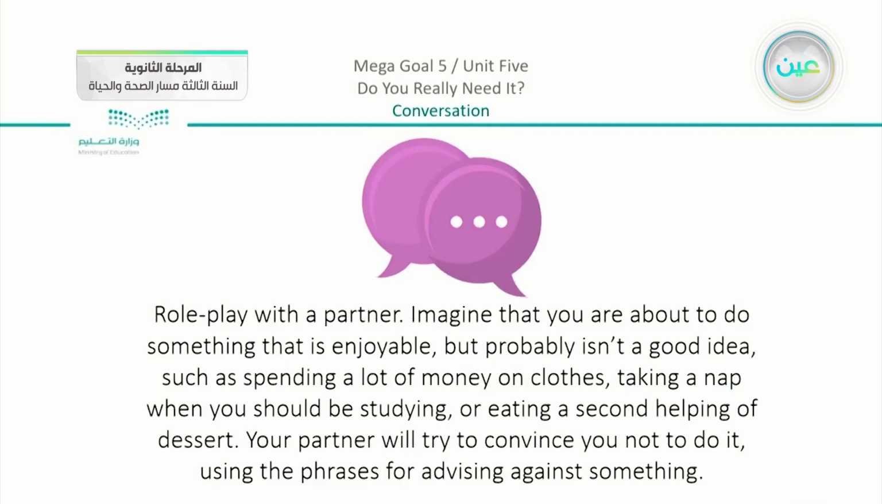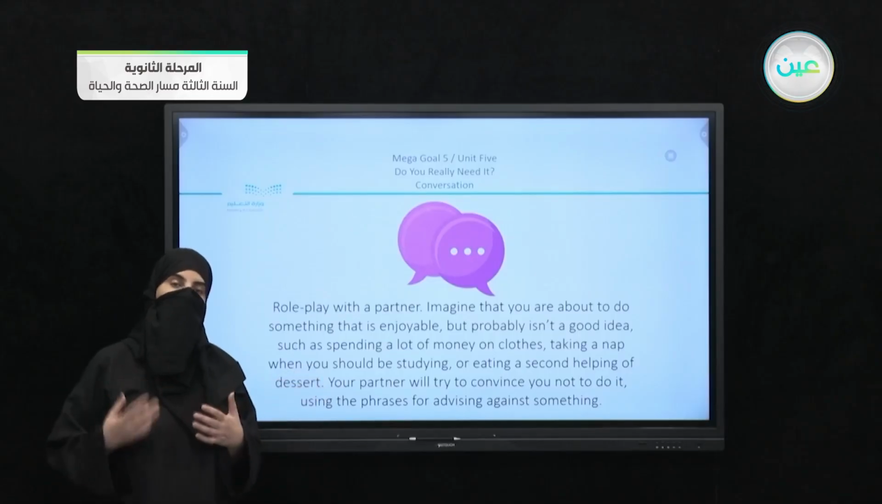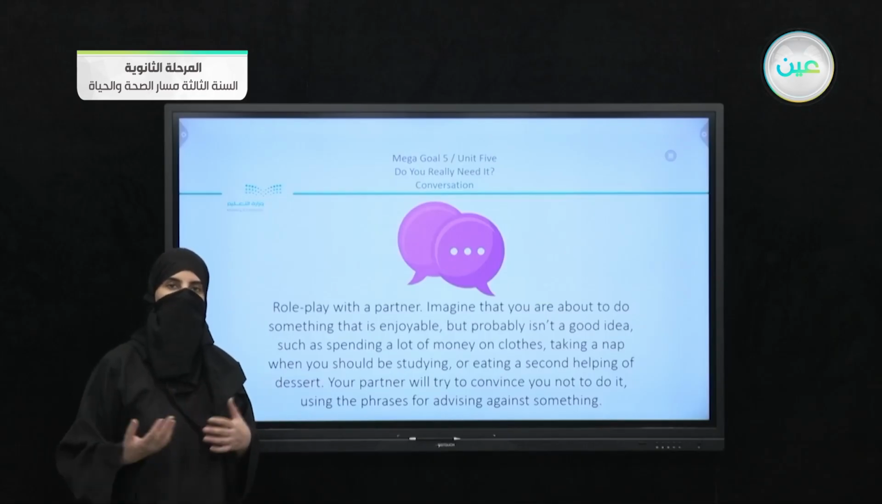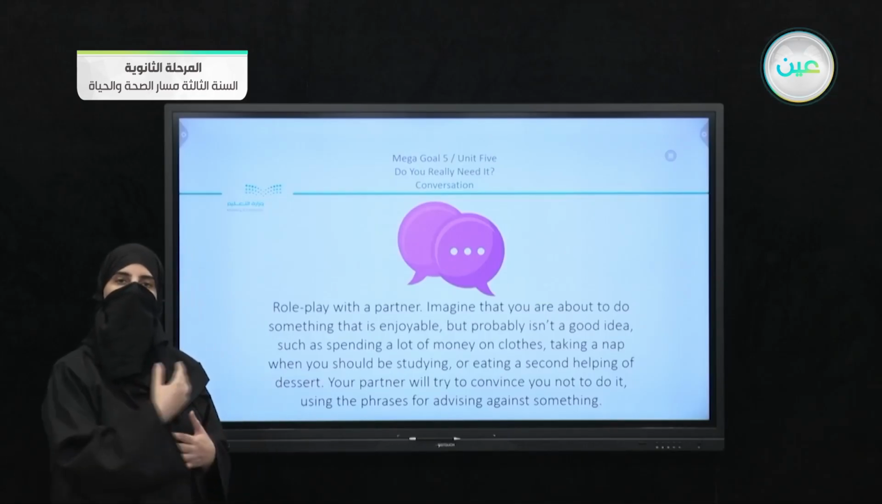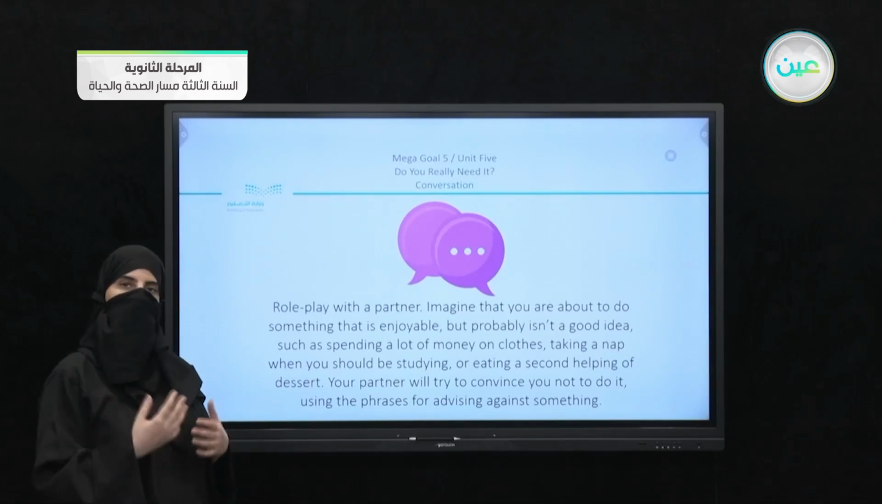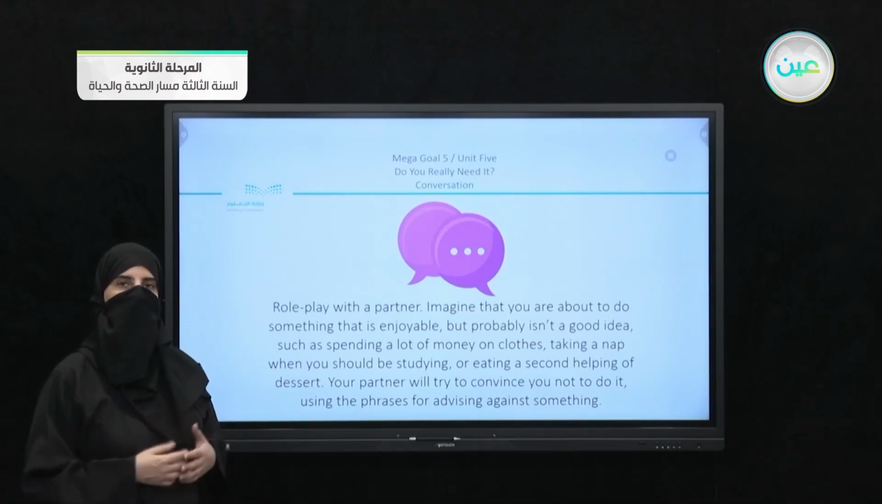So you are asked to role play with a partner. Imagine that you are about to do something that is enjoyable, but probably isn't a good idea, such as spending a lot of money on clothes, taking a nap when you should be studying, or eating a second helping of dessert. Your partner will try to convince you not to do it using the phrases for advising against something. Now here you can see that there are some options. You can also relate to other incidents or other actions that can happen. So you can role play with a friend or a classmate, and one of you will give the advice and the other one will receive it.